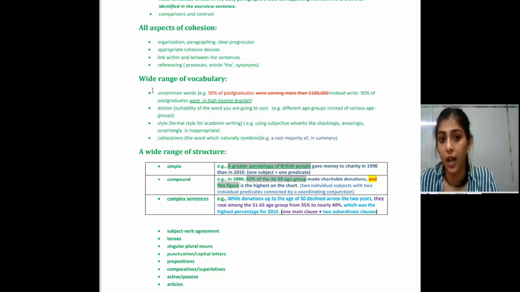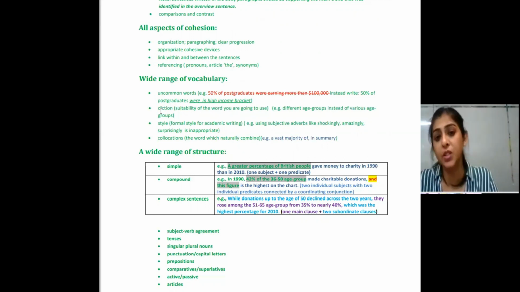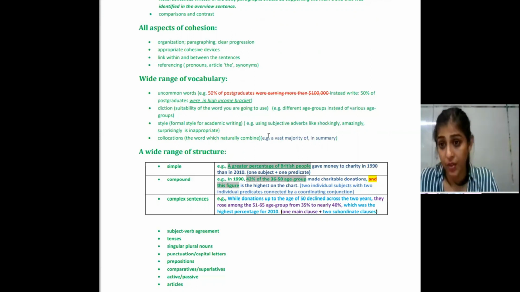Diction, under the criterion of lexical resource. What else do we have? Diction. Now this is once again a heavy word. Diction, in simple language, is the suitability of the word you are using. Which means you must not use anything which is not suitable for the instance where you want to write it, where you want to put it. Got it? So it's very important that it must be suitable there.